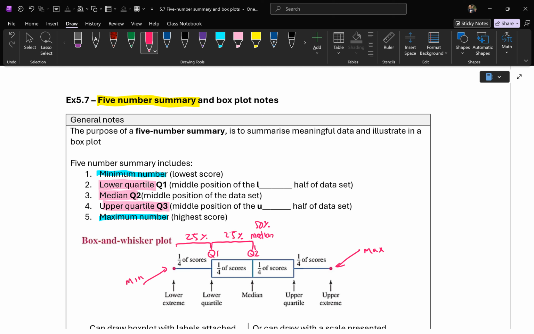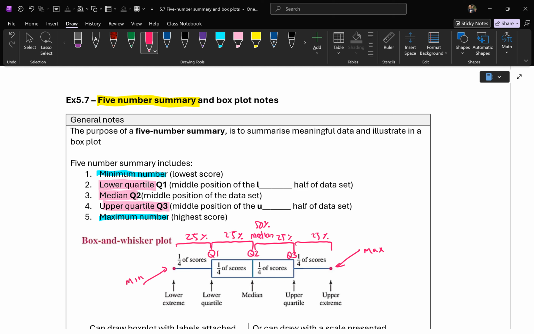Then from Q2, the next 25% of the data goes from Q2 to the upper point, that's Q3. So that's what Q1, Q2, Q3 represent, but I'll explain why we even want to know Q1, Q2, Q3 in a logical sense later. And then finally, Q3 to the maximum, that's your next quartile. So that's your next 25%. Hence, if you add them all together, that's 100%, but you're splitting up your data into 4 different sections.